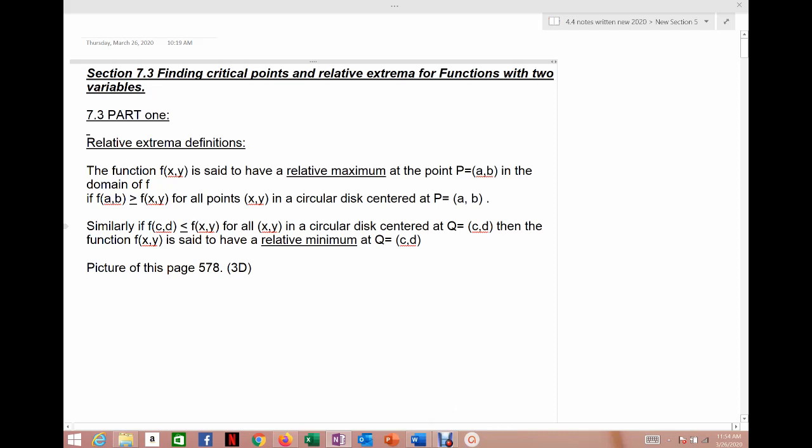Alright, so we're going to start section 7.3. 7.3 is broken down into two parts. So this is part 1, introducing you to critical values and relative extrema, and then part 2 will be applications.